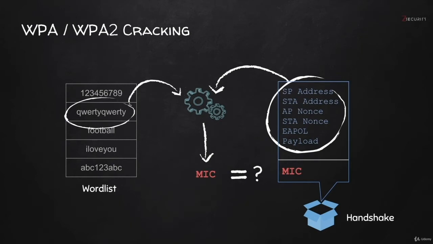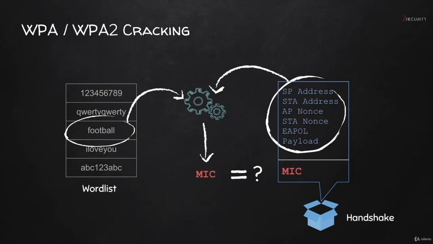Again, it'll do the same. It'll use all of this information combined with this password, generate a new MIC, compare this new MIC to the one that's already in the handshake. If it's correct, then this is the password. If it's not, then it's going to move on to the next password. And it'll keep doing this through all of the passwords in my word list.